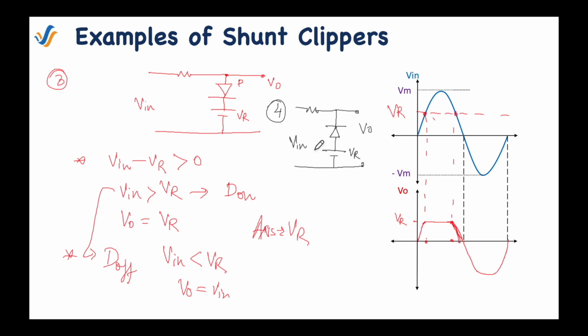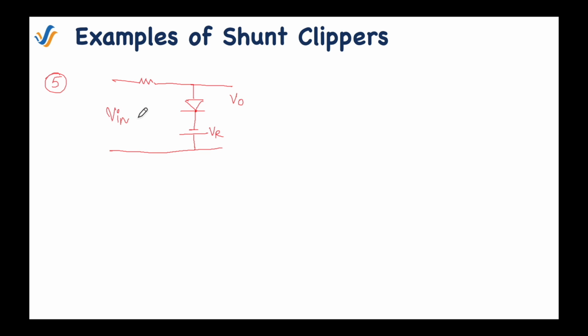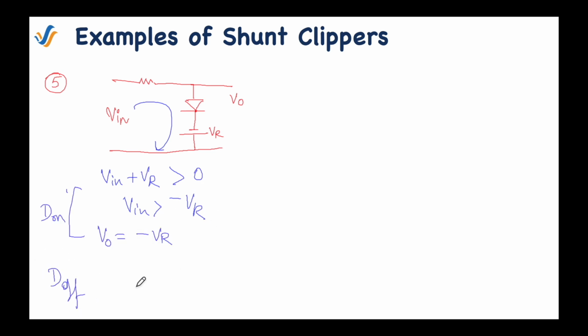Now moving ahead, the next example. As you can see in this circuit, the total voltage will be V in plus VR. To make the diode forward biased, V in plus VR should be positive, or V in should be greater than minus of VR. And the diode will be off in the exactly reverse situation, V in less than minus of VR. Here the comparison axis is negative of VR.